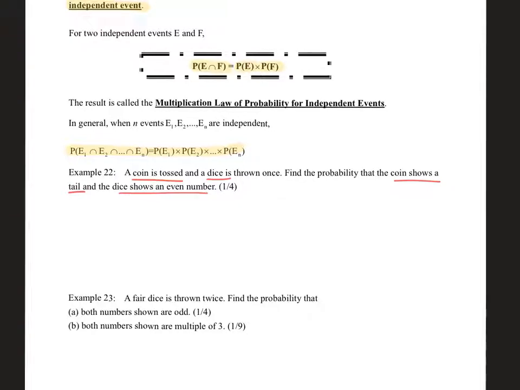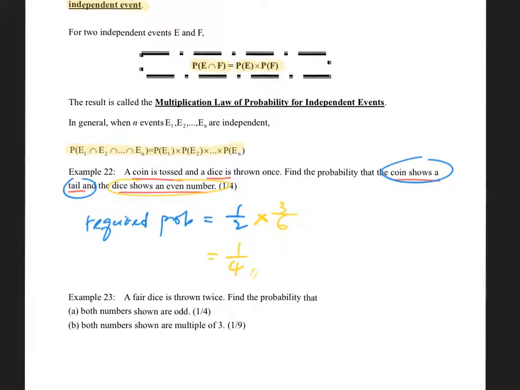So they should be independent events, right? Because they are talking about two separate situations. So the required probability is as follows: getting a tail on the coin is 1/2, while getting an even number on the dice is 3/6. Because they are independent events, you multiply them together. Multiplying in probability normally means you're doing two things together, and finally you get the result 1/4.